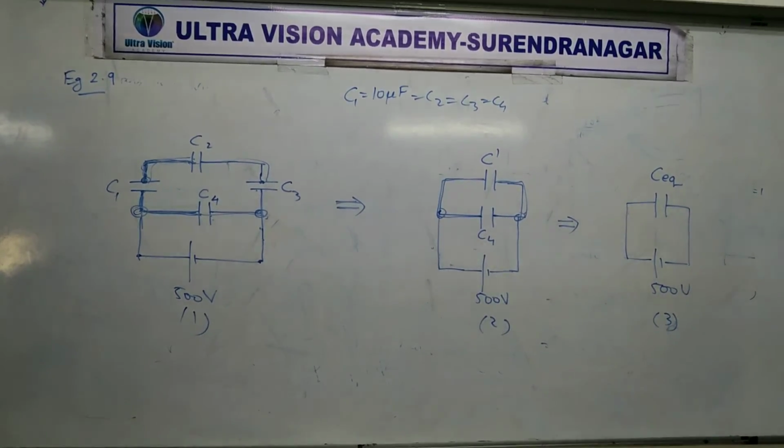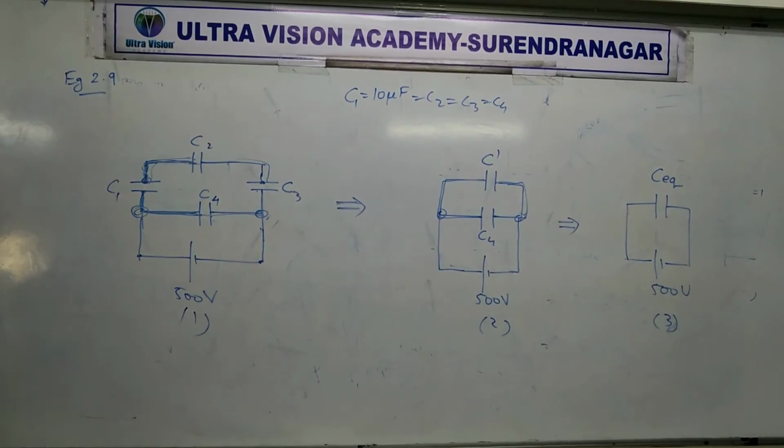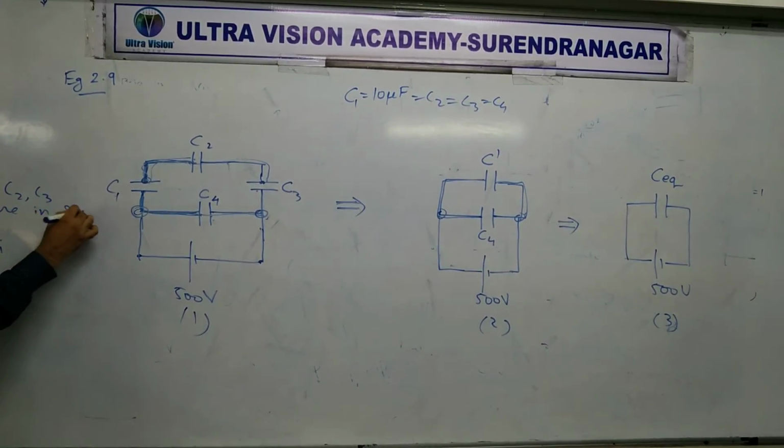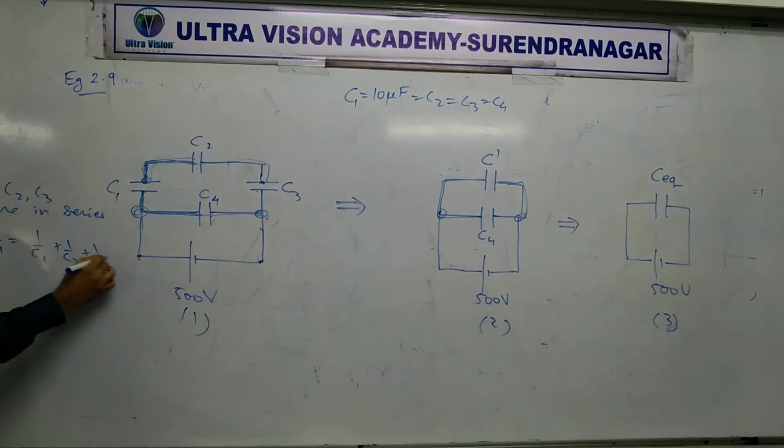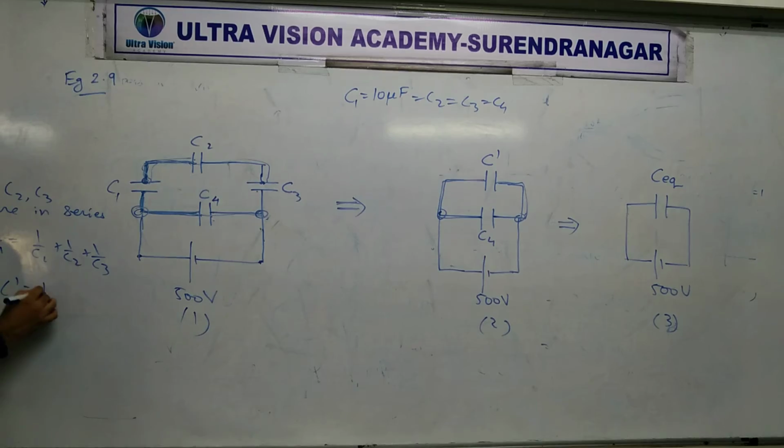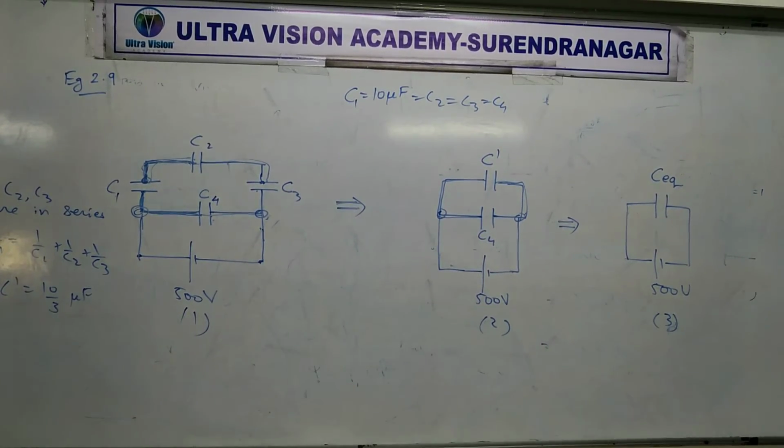If all are equal in series, then it will just be C by N. Okay, but directly no લખવું હોય તો 1 લખવાનું છે. C1, C2, C3 are in what? Series. So 1 by C dash is 1 by C1 plus 1 by C2 plus 1 by C3. Therefore C dash is equal to 10 by 3 microfarad. હવે second diagram નું description.